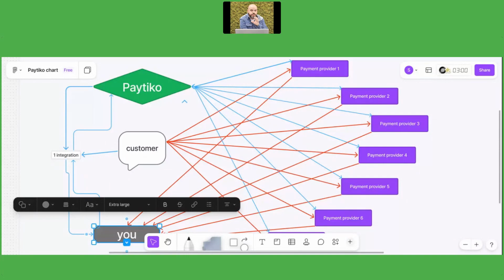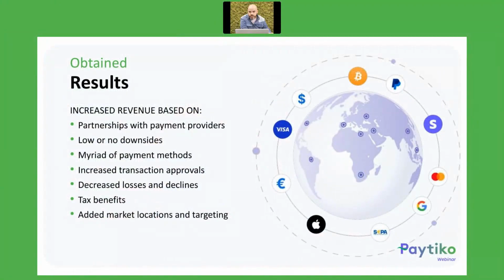This is the smart routing that actually increases transactions in the range of 15 to 30%. So considering the revenue that you have at the moment, multiply that by 15 to 30%, and you can imagine how much more money you can make as a merchant from your business. Simple as that. Right, let's jump back to the presentation.